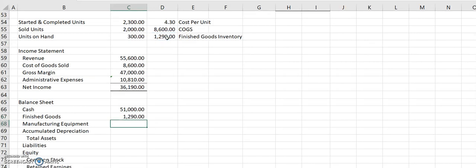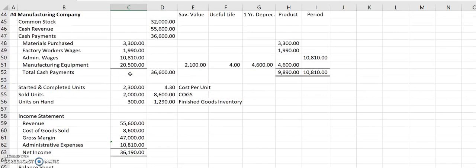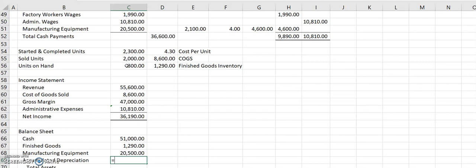Our manufacturing equipment, let's go up here and find out what the cost of that equipment was. So our manufacturing equipment cost $20,500. That's what we paid for it. That's our historical cost. Our accumulated depreciation after 1 year, this $4,600 that we calculated back in video 2, that's the depreciation from 1 year of using that asset.